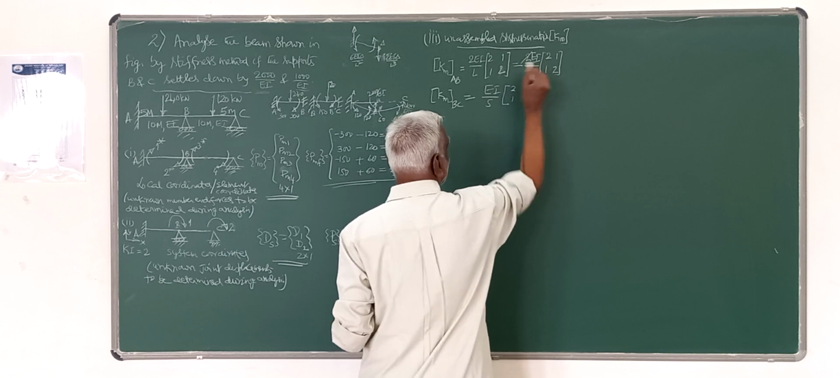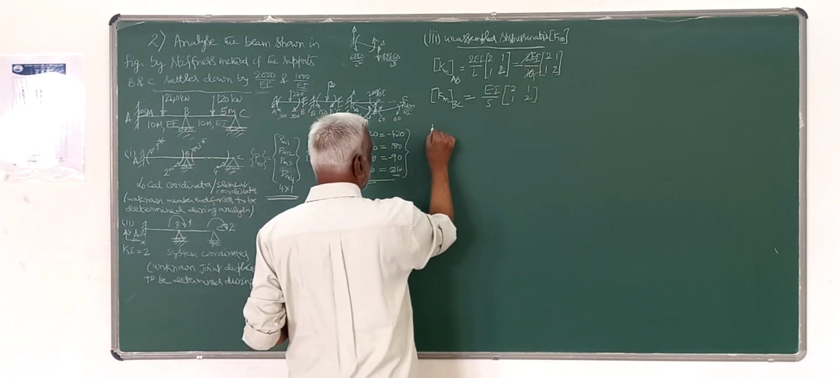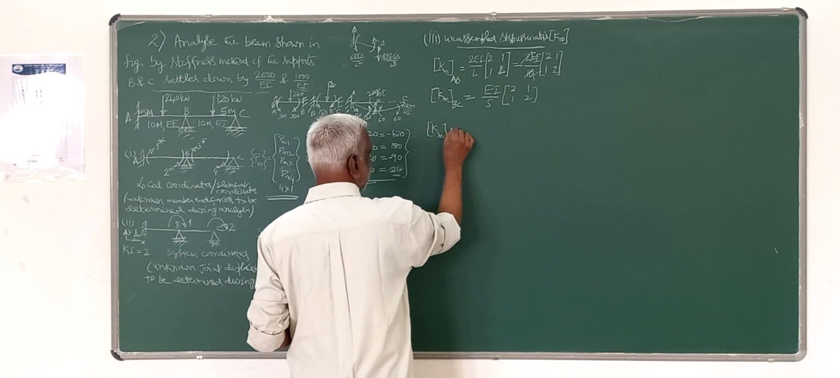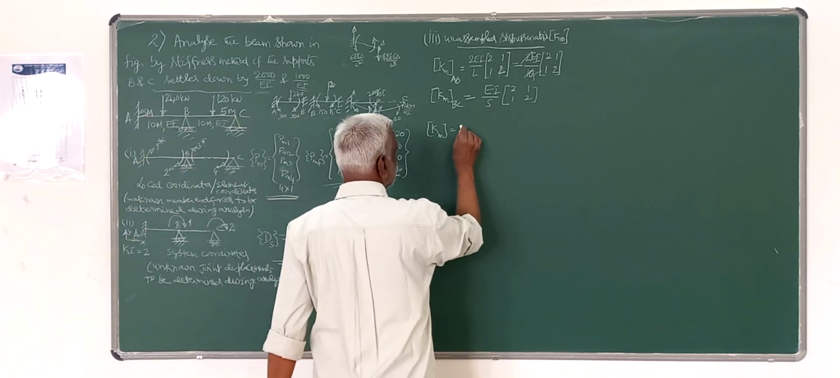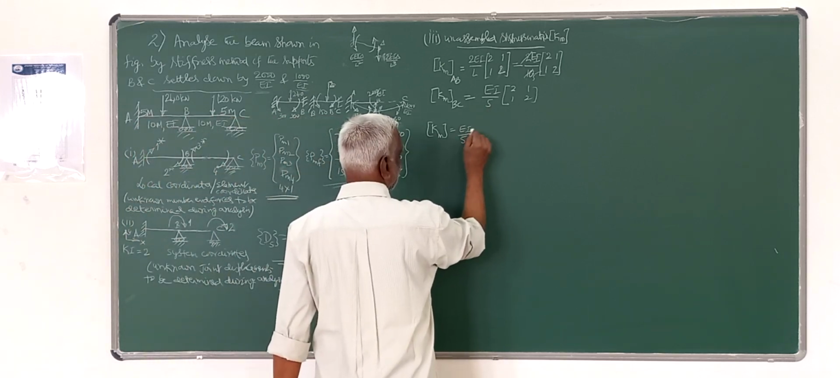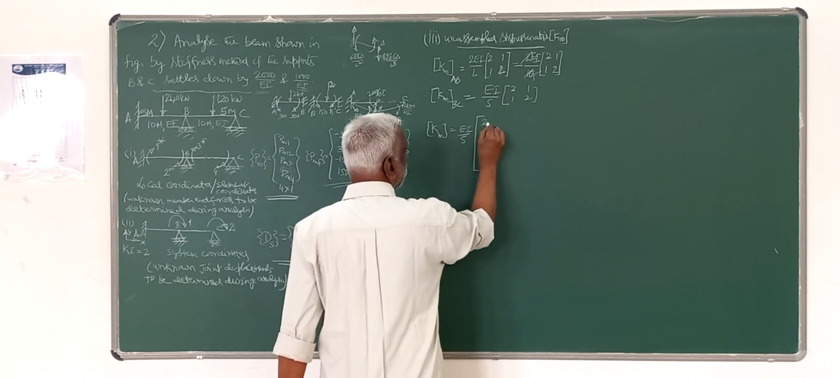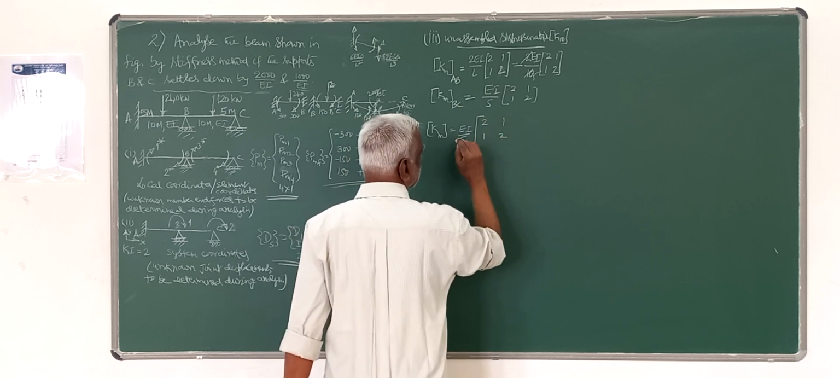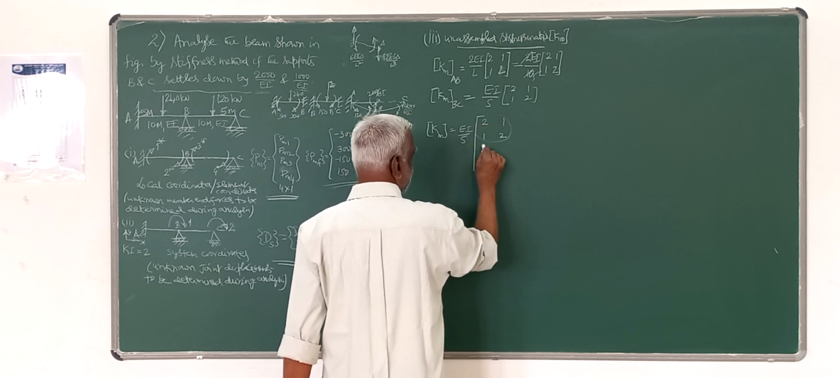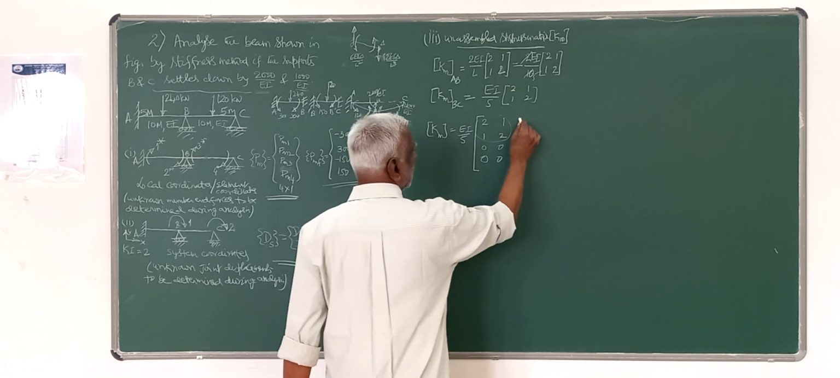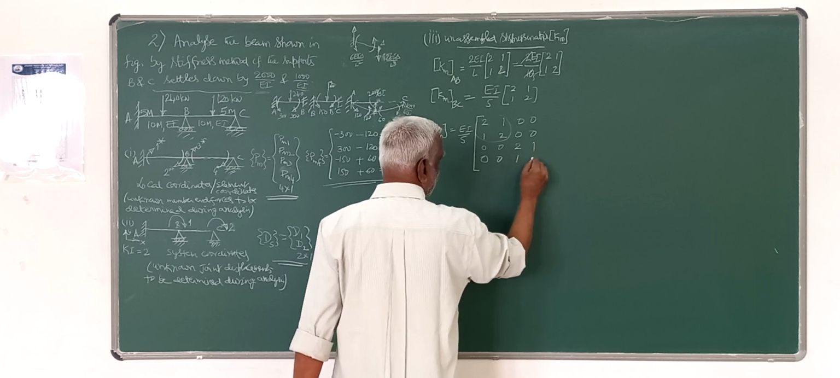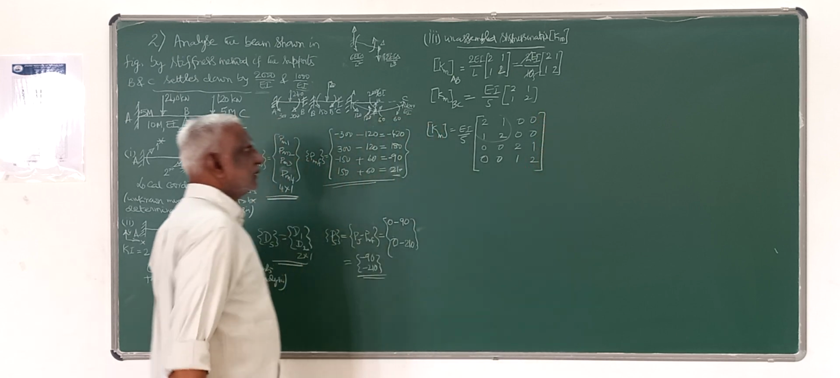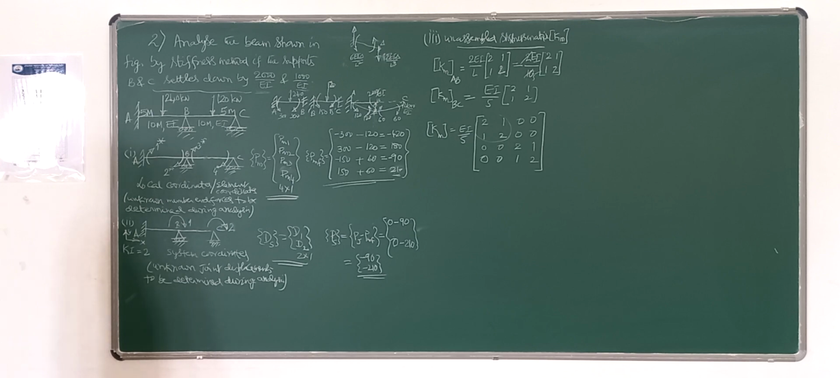Therefore, this unassembled stiffness matrix, which I have to arrange diagonally for all the members, is EI by 5, which I will take outside. Then you have 2, 1, 1, 2 for the first element. For the second element, it is 0 here and 0 here, and then for the second element, 2, 1, 1, 2. So this is the unassembled stiffness matrix. That's what I have to calculate.